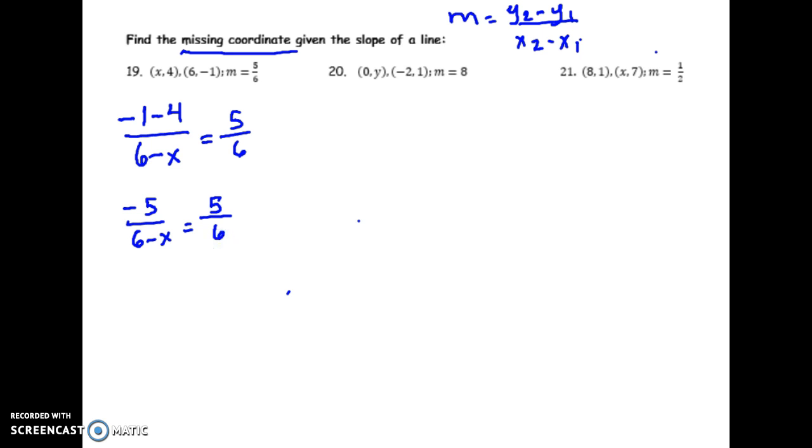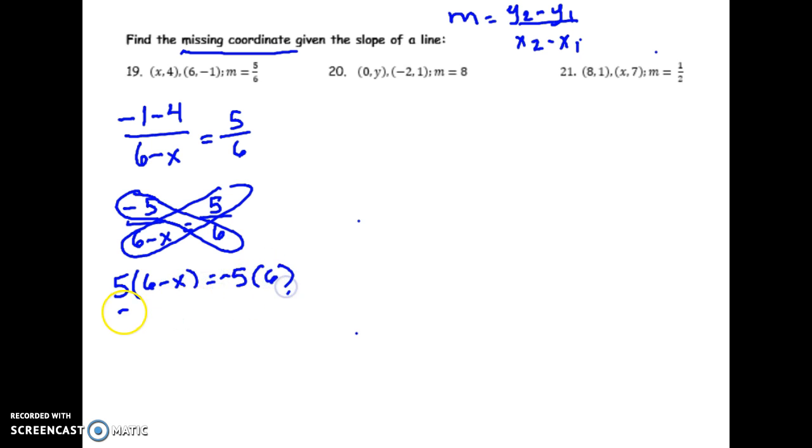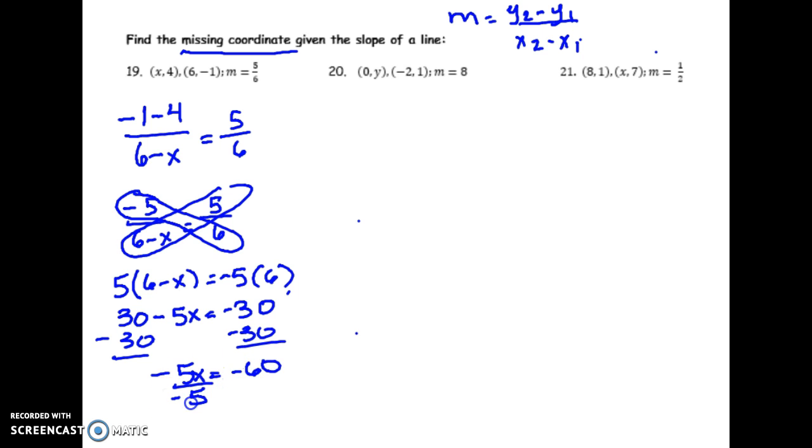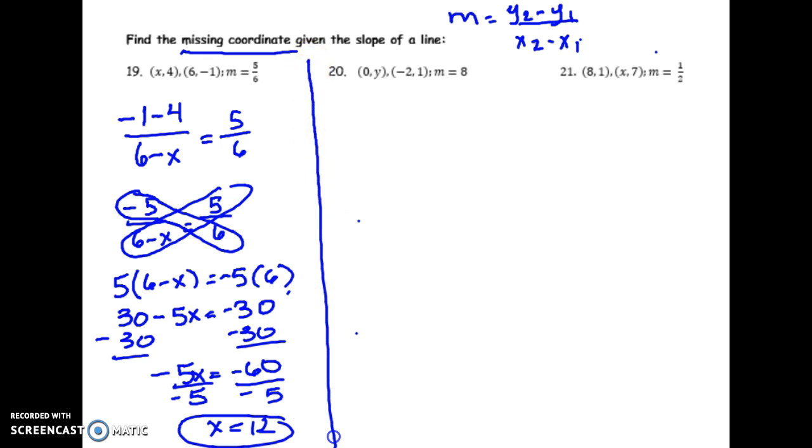Now to solve for x, I'm going to do cross products here. Okay, so when I do cross products, I'm going to get 5 times 6 minus x is equal to negative 5 times 6. 30, I'm going to distribute now, 30 minus 5x is equal to negative 30. Okay, I'm going to subtract 30 from both sides. So in this case, negative 5x is equal to negative 60, and when I divide by negative 5, I get x is equal to 12. Okay, so the first one, our answer is x is equal to 12.